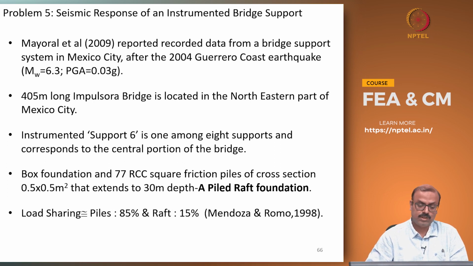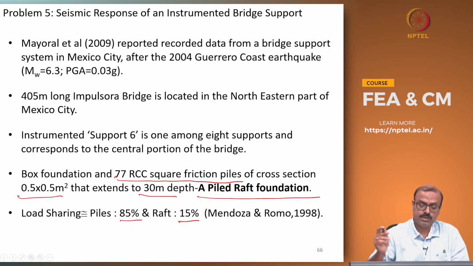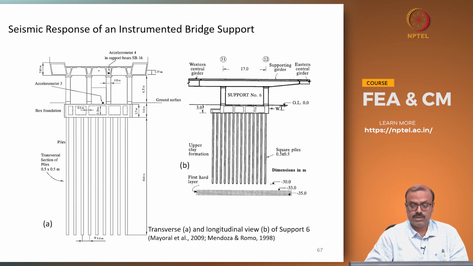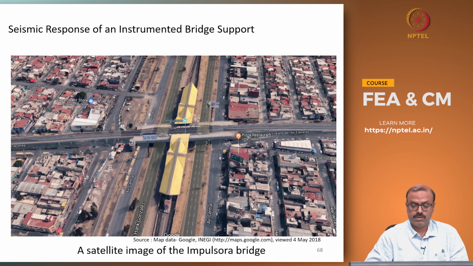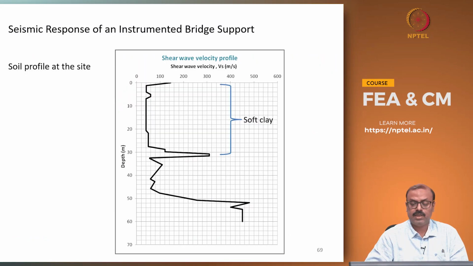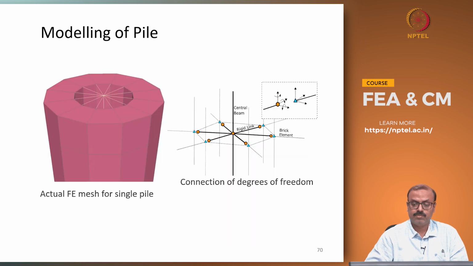It's a box foundation with 77 RCC square friction piles of cross section 0.5 by 0.5 meter extended up to 30 meter depth. It's predominantly a pile-raft type of approach, where piles are carrying 85% of the load and the raft 15%. This is the typical diagram. This is the Google Earth view of the Impulsora bridge, and as we know, in Mexico City there is a thick clay basin, so the top 30 meters is extremely soft clay.